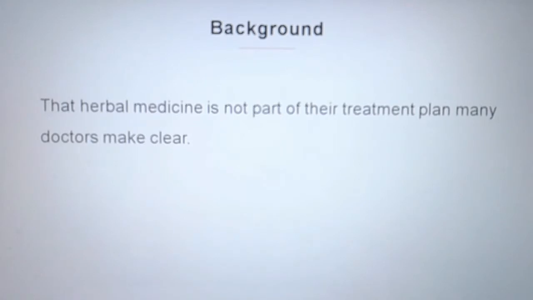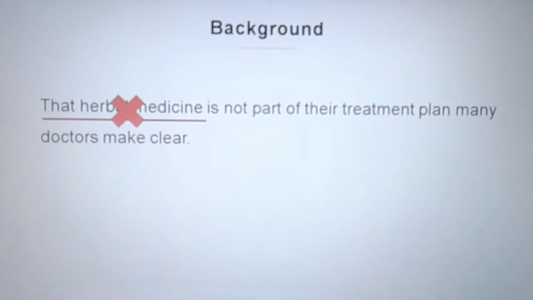See this example. That herbal medicine is not part of the treatment plan, many doctors make clear. Doesn't this sentence look weird and unnatural? Yes, it does. So take a look at here. That herbal medicine is the object of the sentence. So we shouldn't put that object there.